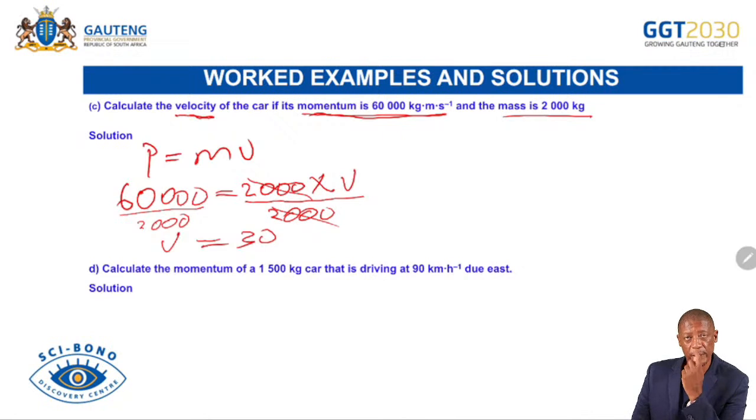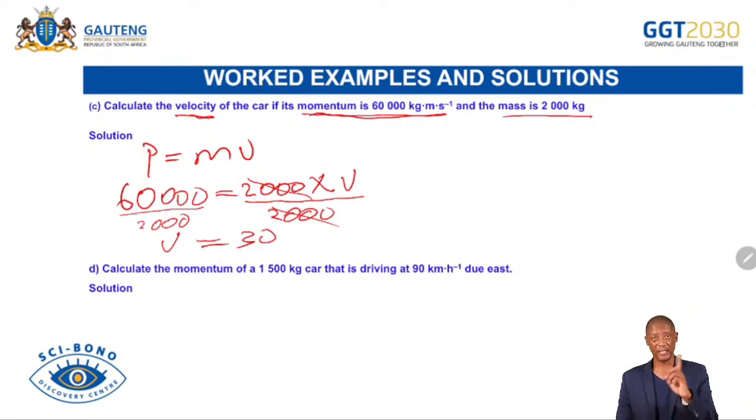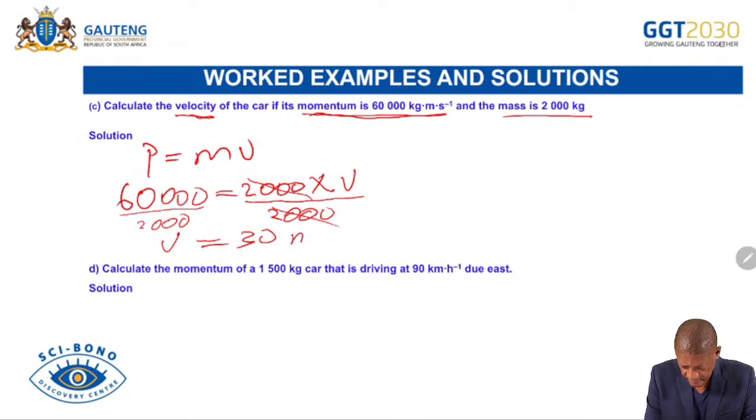What is the SI unit of velocity? Remember, the SI unit for momentum is kilogram meters per second. The unit for mass is kilogram. So the one that we are short of is meters per second. Meters per second. All right.